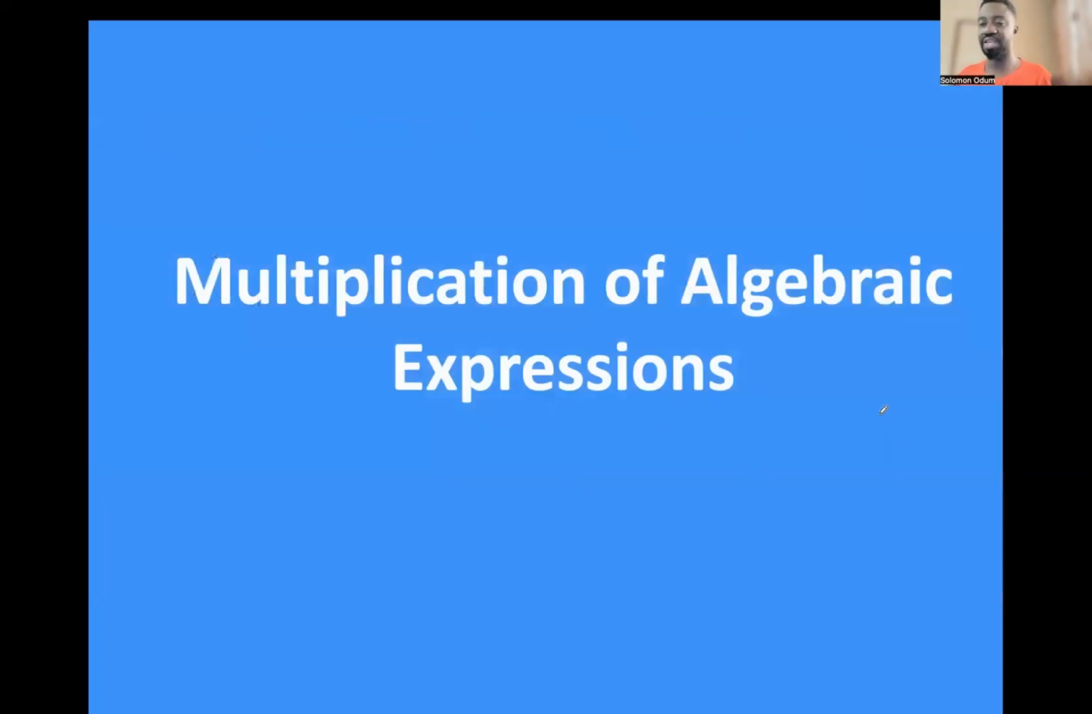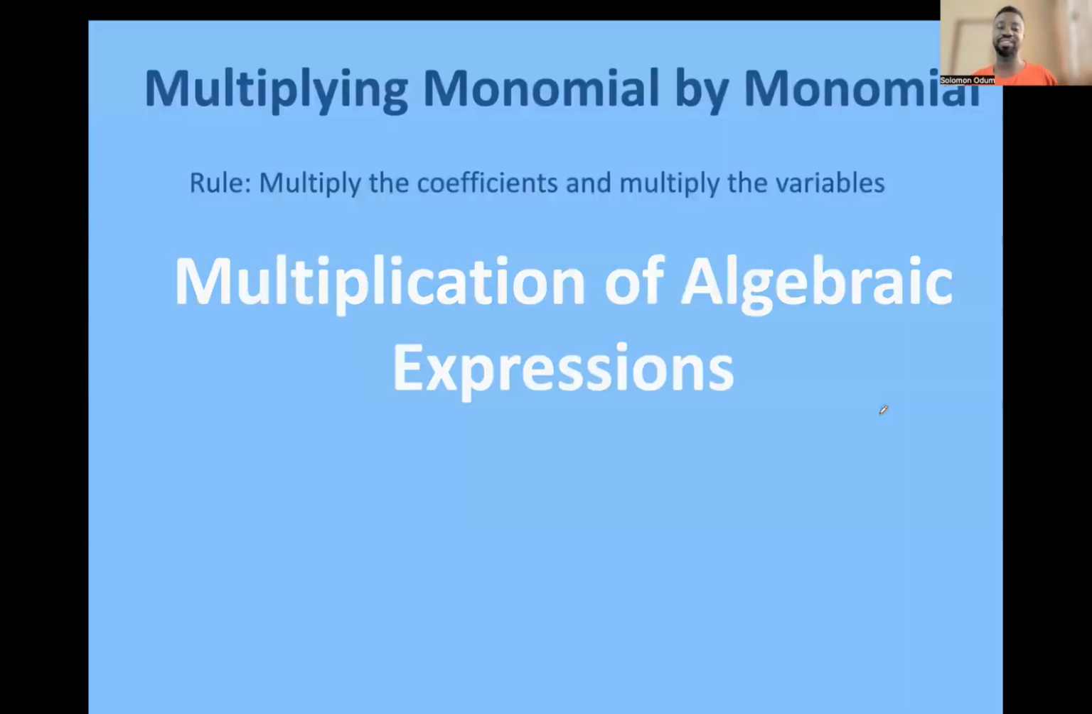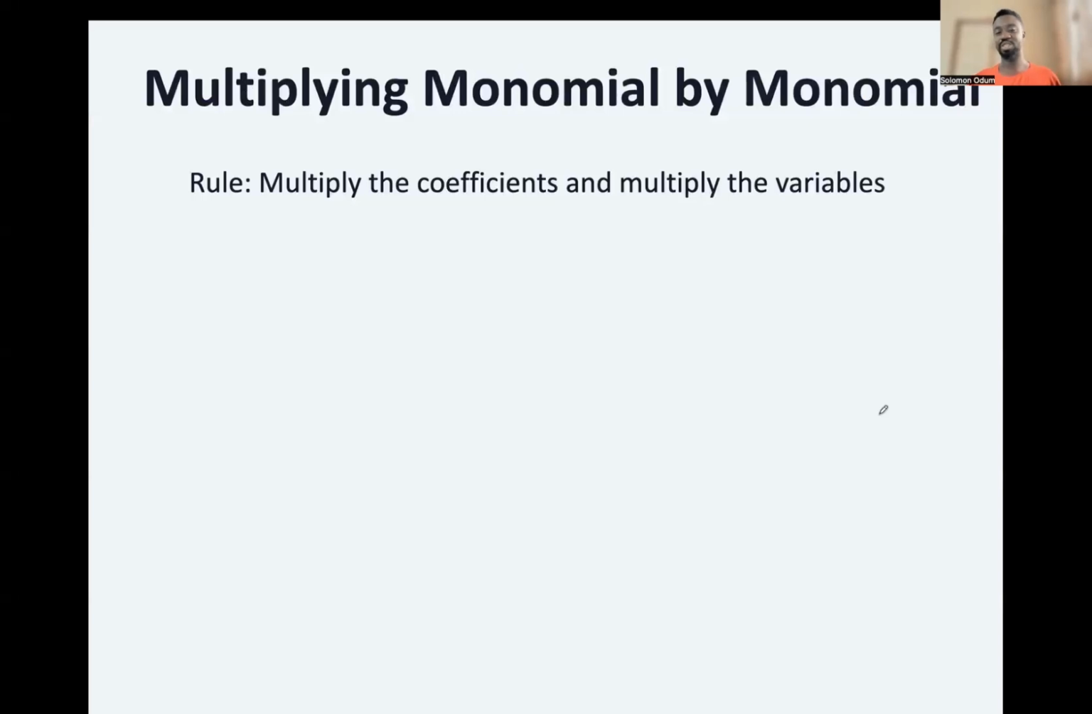We have addition and subtraction, and now multiplication of algebraic expressions. We multiply using monomials, binomials and trinomials. First we are going to multiply a monomial by a monomial. A monomial, say 5x, is just one term.